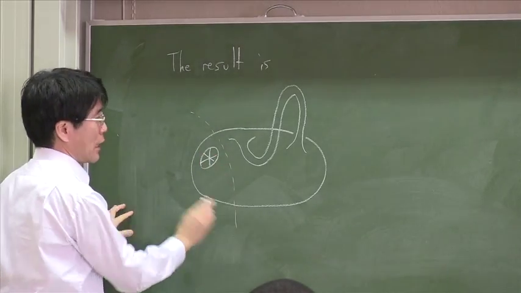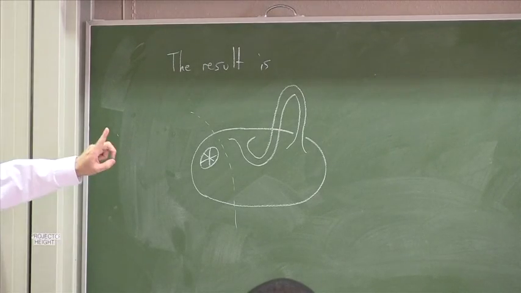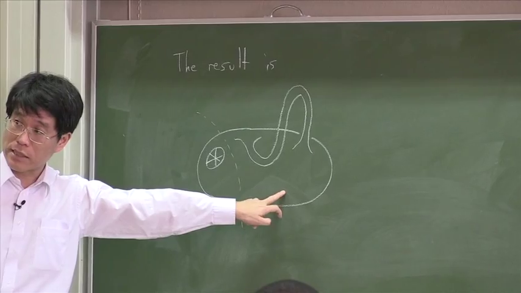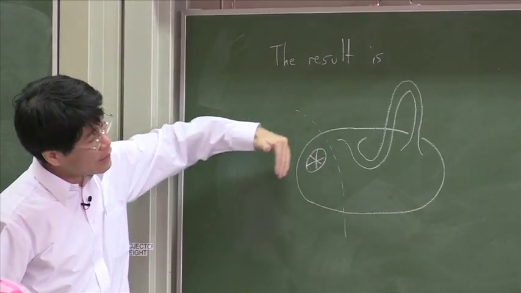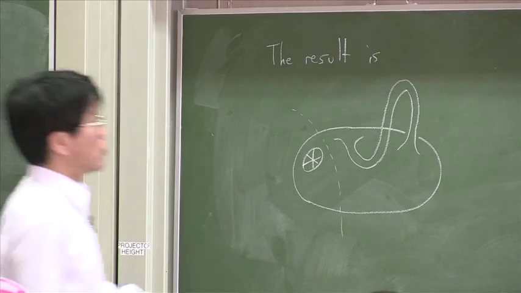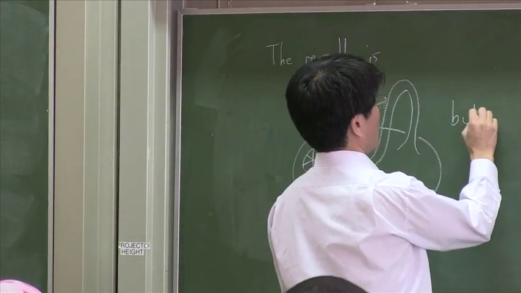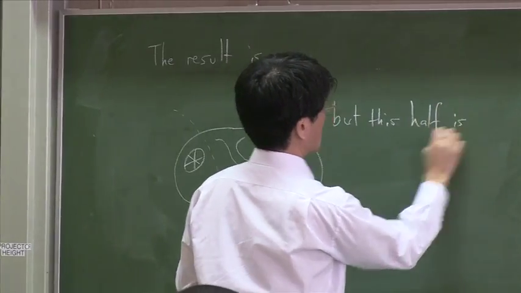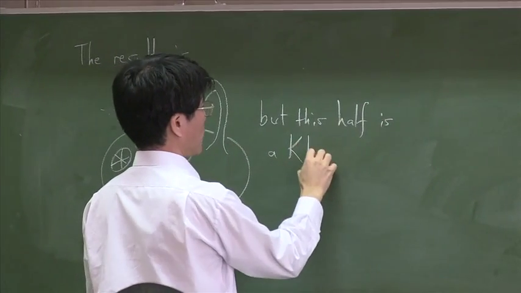Look at the right half of the picture. That is one of the pictures of the Klein bottle, which we discussed at the end of yesterday. This side, there's still that same movie strip which is sitting. So this half is a Klein bottle.